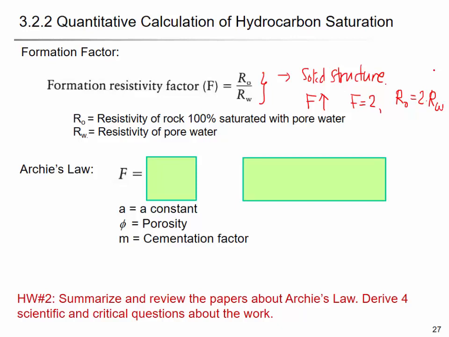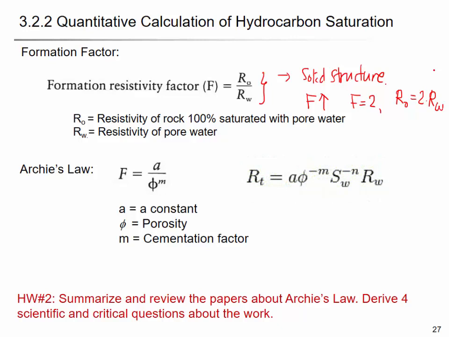So then maybe the formation factor can be correlated to the porosity. Inversely, it can correlate to the porosity. So Archie made an equation. Here you can see that the porosity is inversely related to the formation factor. So the formation factor decreases as the porosity increases. And the a is the constant. And if you write the full equation with the water saturation, then it becomes like this. So here, this term is the same as the formation factor.